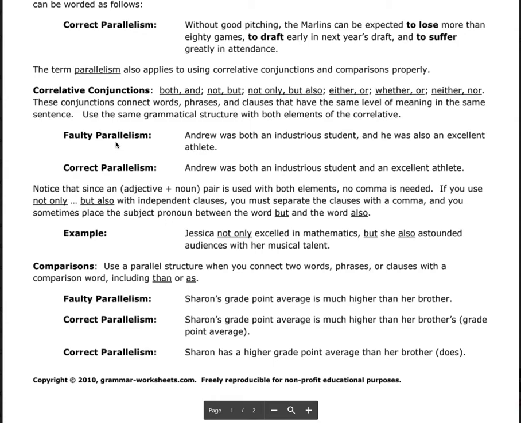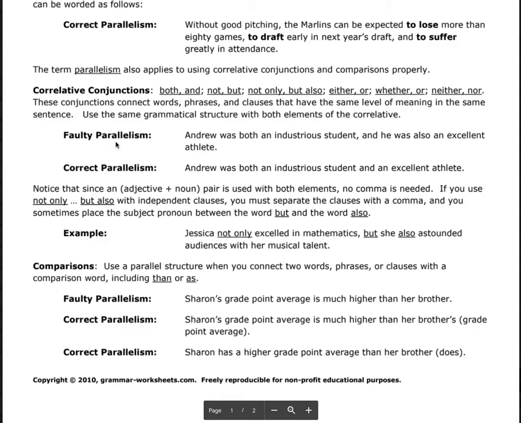Notice that since an adjective noun pair is used with both elements, no commas needed. If you use the not only but also with independent clauses, you have to separate that with a comma. So here's an example of where you use the comma. And we went over commas last week, so hopefully you would pick up on this anyway. But Jessica not only excelled in math, but she also astounded audiences with her musical talent. So that is parallel. They're using the not only, but also correlative conjunction.